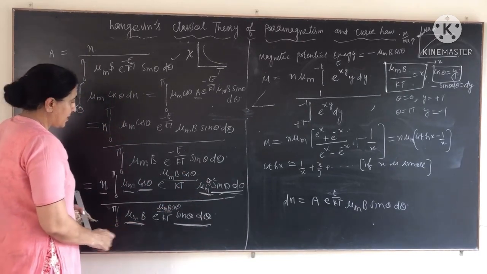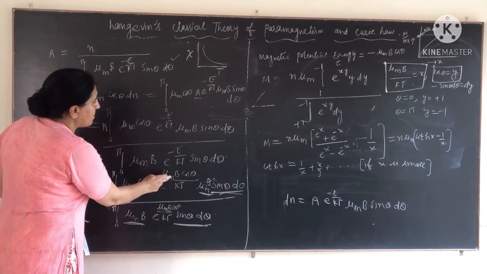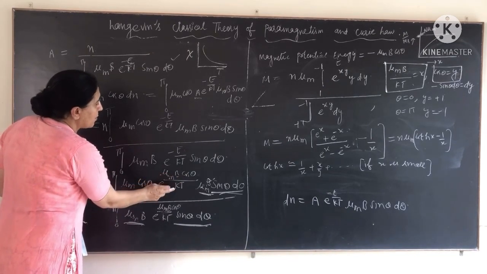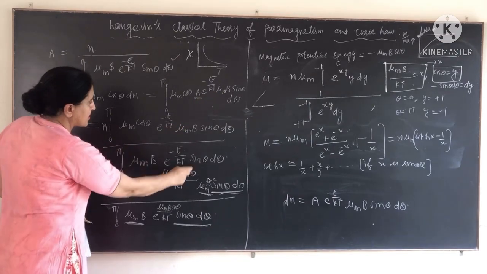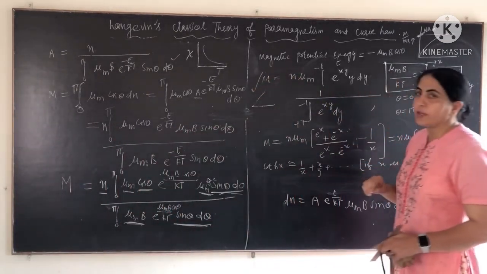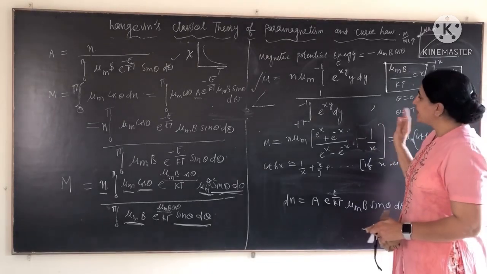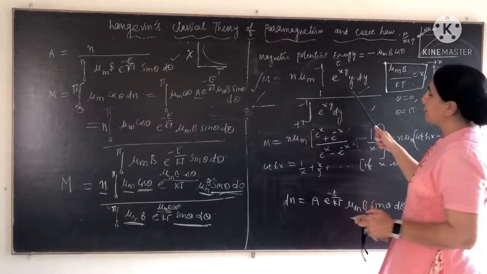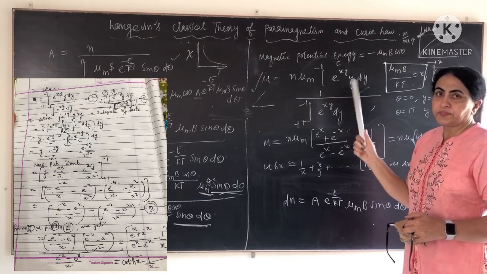Then what is remaining? e raised to power mu m b cos theta upon kt, that is x, e raised to power x cos theta, that is y. So we have this. Clear? We have this. Clear to all? Then integrate it by parts as shown in the shortcut.